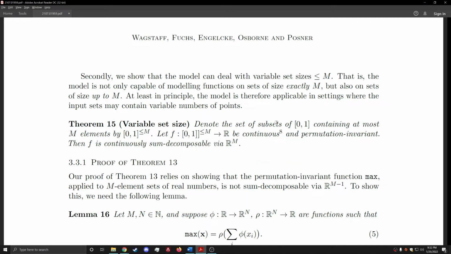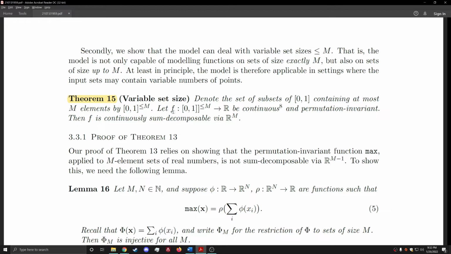You are guaranteed. For Theorem 15, we are just going to be talking about a variable set size. So if you have m elements, at most m elements in your subset, and the subset is along a line, and you have dimensionality of less than or equal to m, and all your functions are continuous and permutation invariant, then you are good to go. So if your set has dimensionality at or below m, or if m is the latent space dimensionality, which is the size of your input set, then you're good to go. But if you go beneath that, it doesn't work.